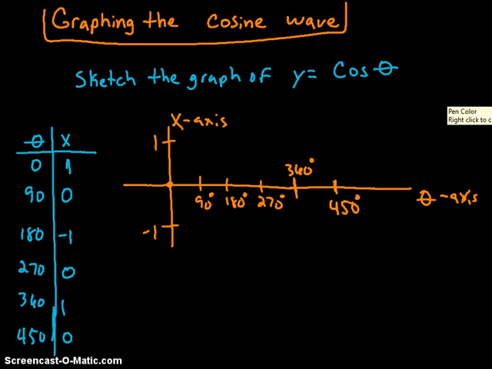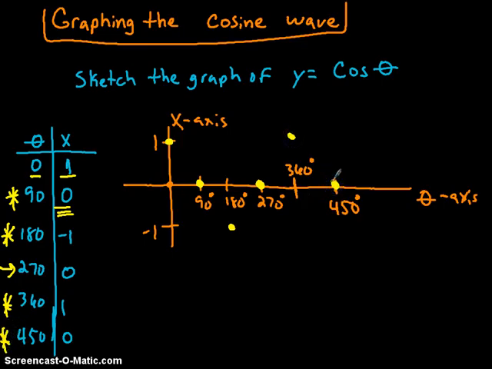So at 0, my output was 1. So at 0 for theta, output's 1. And then at 90, output 0. So at 90 is right here on the axis. At 180, output's -1. So at 180, it's down here. And then at 270, output 0. So at 270, it's back on the axis again. At 360, output is at 1. So here's 360. Here's 1 again. At 450, output's at 0.